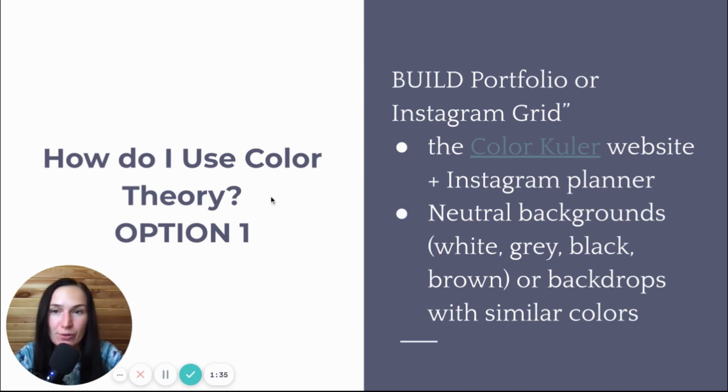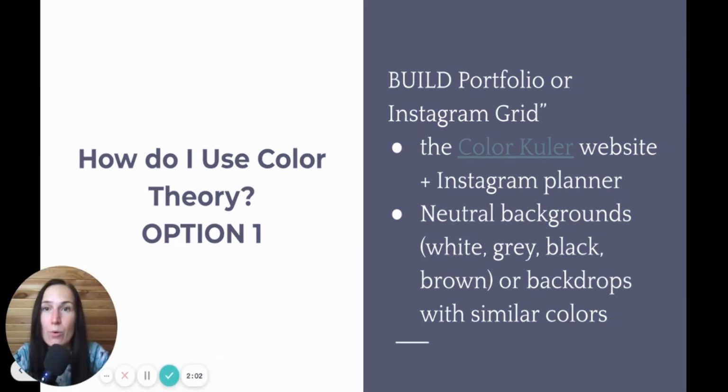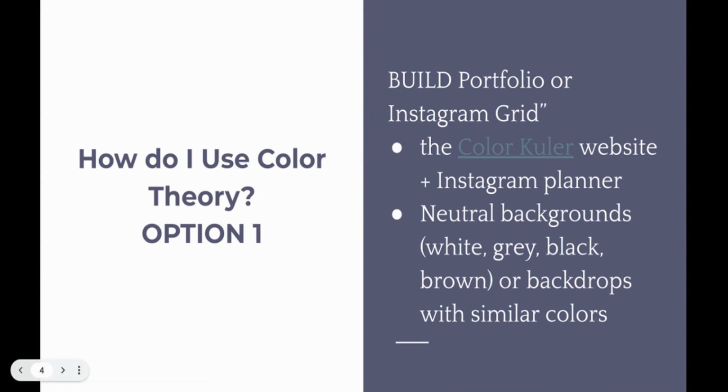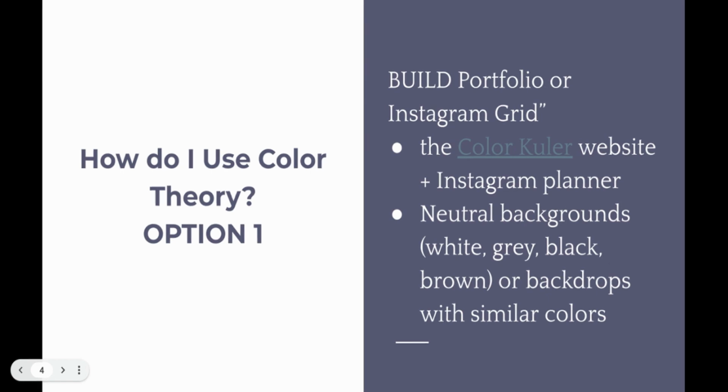And how to use color theory in general. Option 1 is that you can build your portfolio or Instagram grid. For this, you can use the Color Cooler website, and then you can use Instagram Planner. Another thing I would say is to use neutral backdrops or backgrounds in general, that are white, gray, black, or brown. If you go to the Color Cooler website, you can analyze your Instagram here as well.